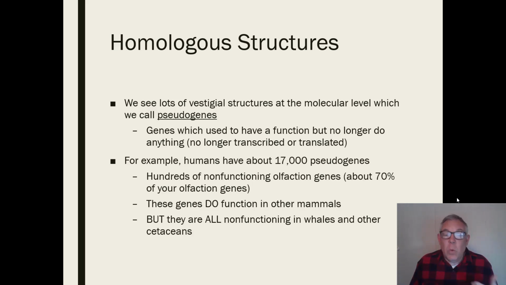If you look in whales and other cetaceans, aquatic mammals, 100% of these genes no longer function because these are olfaction genes that work in the terrestrial environment. And so when those aquatic mammals moved back into the water and evolved back into the water, these genes were no longer useful. And so over time they would mutate. But again, it didn't hurt the organism because they no longer lived in that terrestrial environment. So pseudogenes are a really great example of vestigial structures at the molecular level.